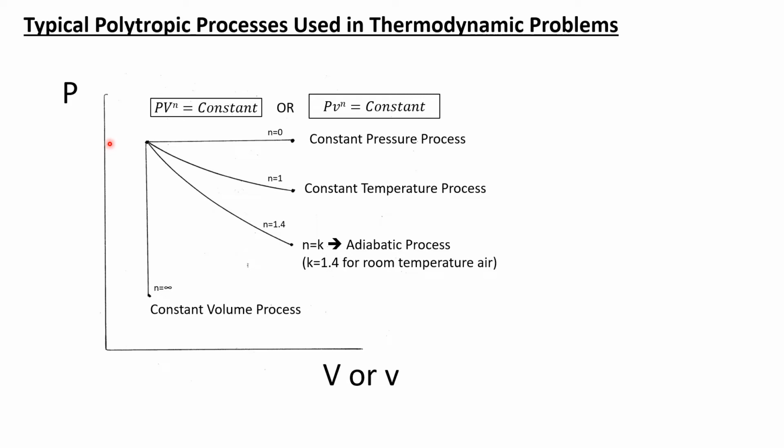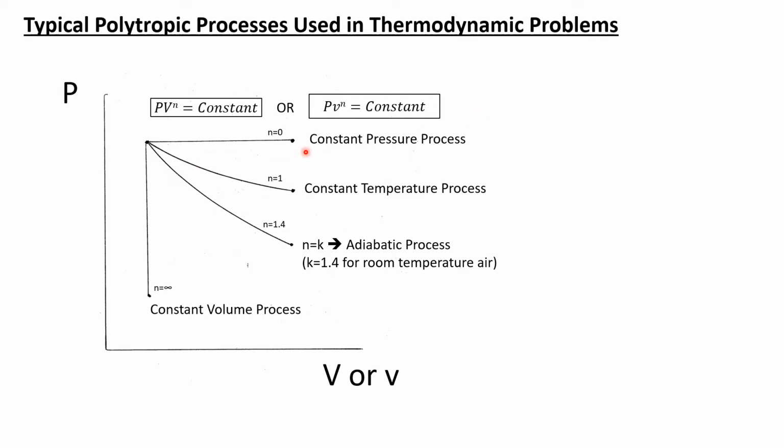Well, it's a process that follows this equation, where PV to the n power is equal to a constant, where P is the pressure, V is the volume, and n is just any number between 0 and infinity. And we could also say that the pressure times the specific volume to the n power is constant. Specific volume is just volume divided by mass, and since mass is constant, we can use either volume or specific volume in the polytropic process equation.